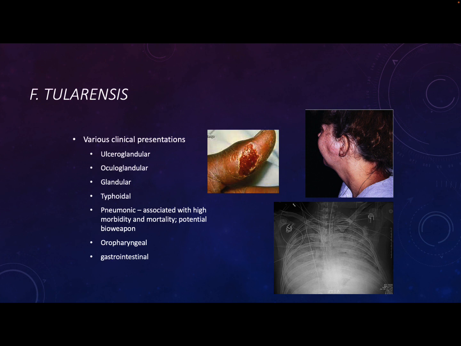And so I told you the species is named after a place. It's named after Tulare County, which is just down by Fresno. The other name for this disease is rabbit fever, because it's often a bacterium associated with rabbits and hares, related species, the lagomorphs.